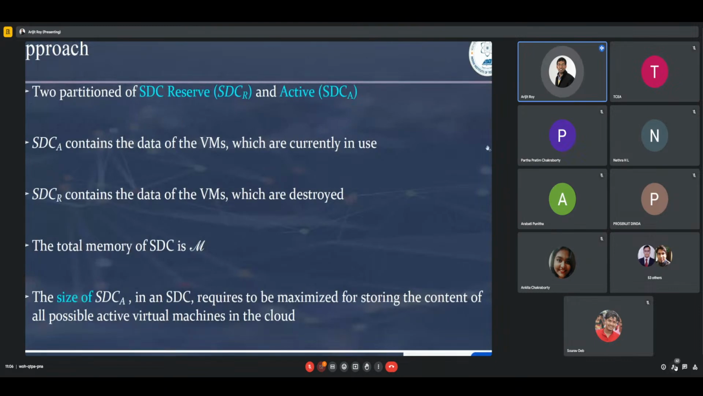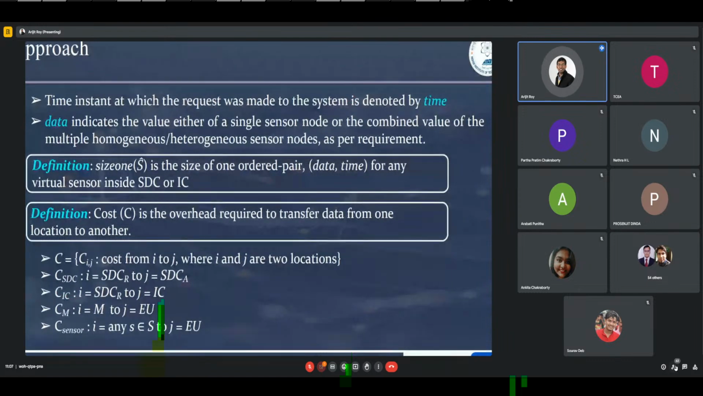So HDC-A, that is the active part, contains the data of the VM which is currently in use, and HDC-R, that is the reserve part, contains the data which is destroyed. And we are assuming the total amount of memory is M. So the size of HDC-A in an HDC requires to be maximized, because we have to give importance to the active part only. So again we design some mathematical model and functions in order to address these issues of maximizing this active part.